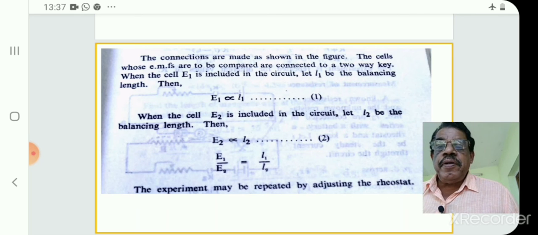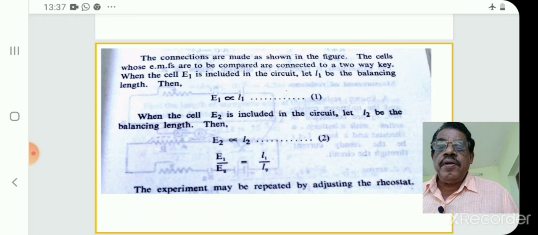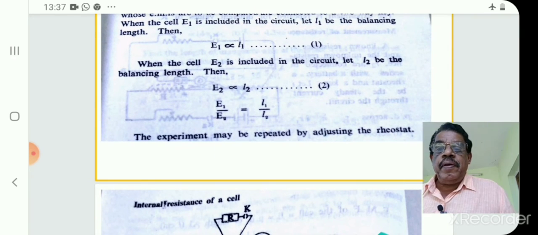We repeat the experiment with the second cell, that is E2 is connected, and the length is determined: E2 proportional to L2. Dividing, the proportionality constant cancels, and we get E1 by E2 is L1 by L2. Thus the EMFs are compared, and this can be repeated for other currents by adjusting the primary rheostat.